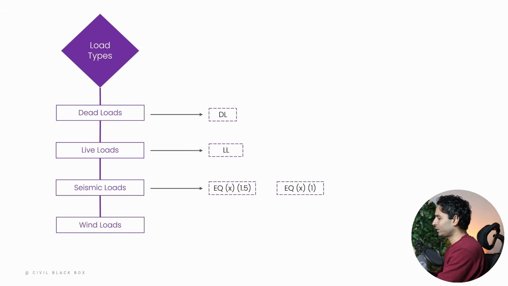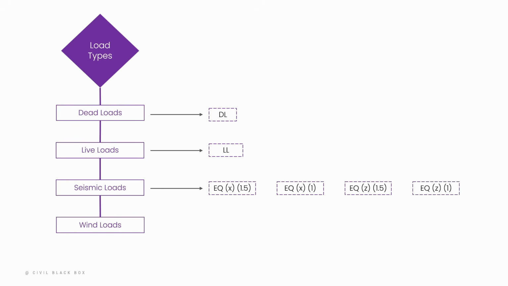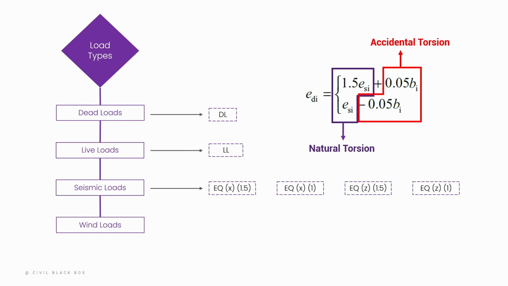We will define earthquake X with a factor of 1, earthquake Z with a factor of 1.5, and earthquake Z with a factor of 1. Now, when we are talking about this 1.5 and 1, we are essentially talking about the concept of natural torsion and accidental torsion. And that is why I had to mention it previously. When it comes to dynamic loads or static loads for that matter, we have to understand the natural torsion concept and the accidental torsion concept as well.